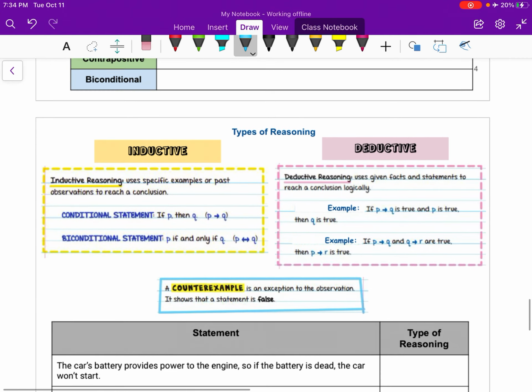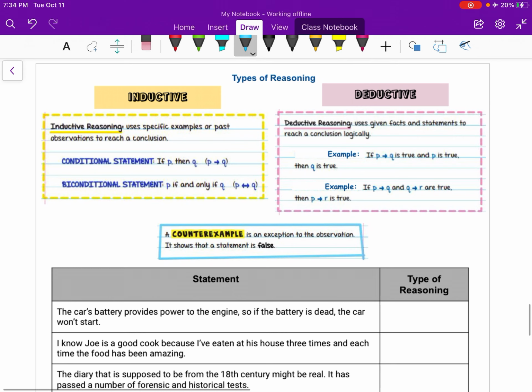Now we're going to move on to talk about the two types of reasoning. The main two types of reasoning are called inductive reasoning and deductive reasoning. So let's start by talking about inductive reasoning that we see on the left. Inductive reasoning just uses specific examples, patterns, or past observations to reach a conclusion. Now, this doesn't necessarily have to be true.